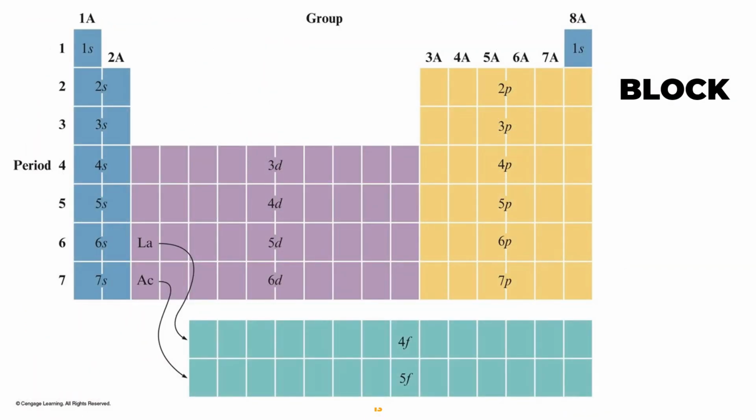So here are the 4 main blocks in the periodic table. Here is the S block, including the one up here, that is helium. And then we have the P block on the right side of the periodic table. In the middle here, we have the D block for transition metal atoms. And at the bottom here, we have the F block.